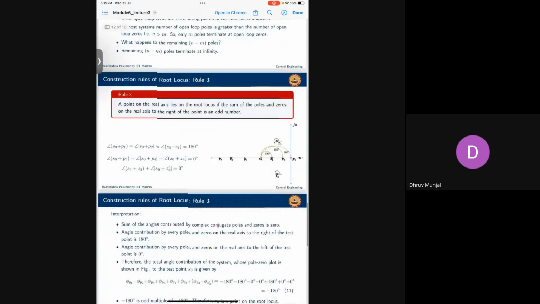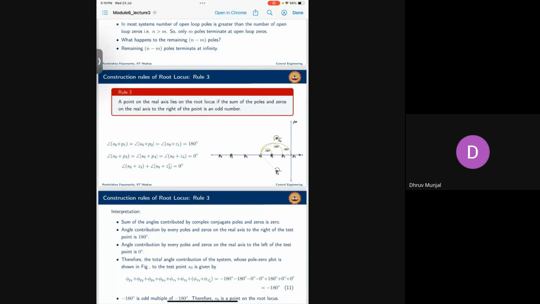Rule 3 suggests a point on the real axis lies on the root locus if the sum of poles on the real axis to the right of the point is an odd number. For example, in the root locus, if you want to see whether a point lies on it, we will take one test point on the real axis and check how many poles and zeros there are. You cannot consider only poles or only zeros.